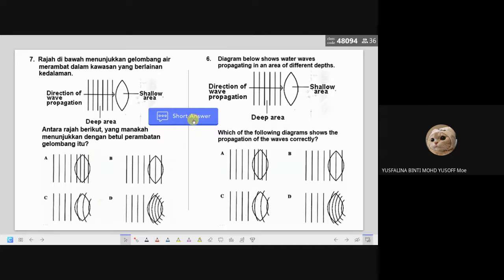Okay, how about this one? You can refer to the notes. Inside the notes, I already have the answer for this one.